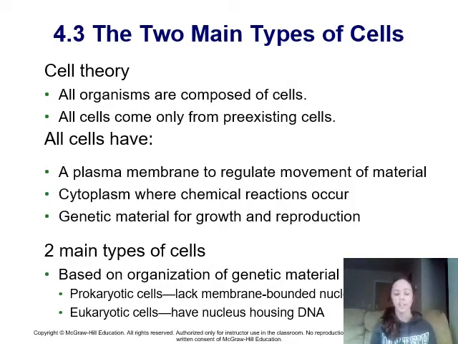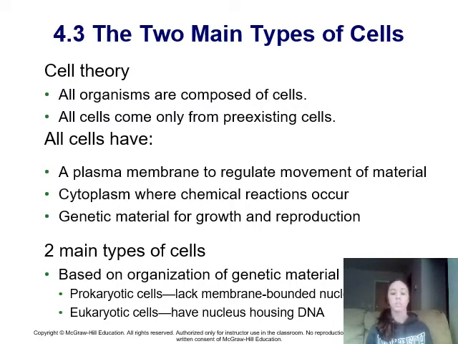So scientists have come up with the cell theory, which states that all organisms are composed of cells, and all cells come only from pre-existing cells. All cells have a plasma membrane to regulate what goes in and out of the cell. The cytoplasm, which is the inside of the cell, pretty much all the liquid and all the organelles, is where the chemical reactions occur. And then genetic material is needed for growth and reproduction, which of course is DNA.